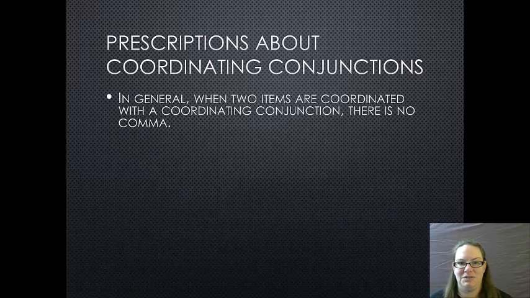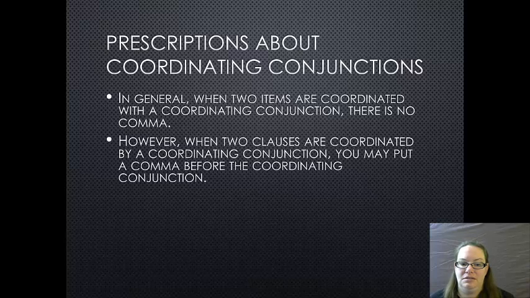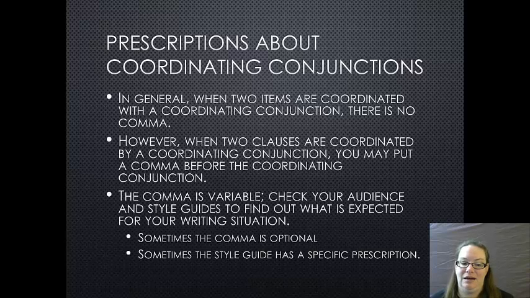Now let's talk about what the prescriptivists say. So in general, when two items are coordinated with a coordinating conjunction, there is no comma. So when I coordinate the noun phrases, right, Paul and Mary went to the store, we don't use a comma. However, when we're coordinating with a coordinating conjunction and it's two clauses, then prescriptive rules say that we may put a comma before the coordinating conjunction. Okay. However, the comma is a little bit variable.